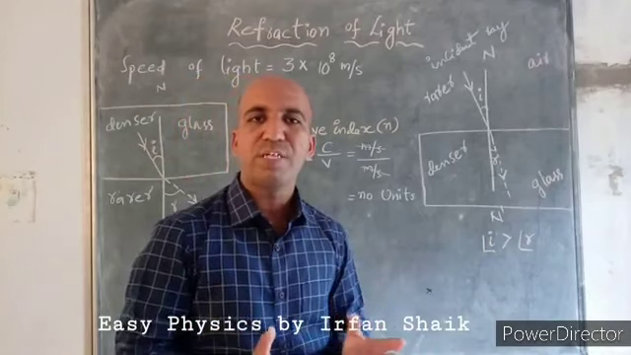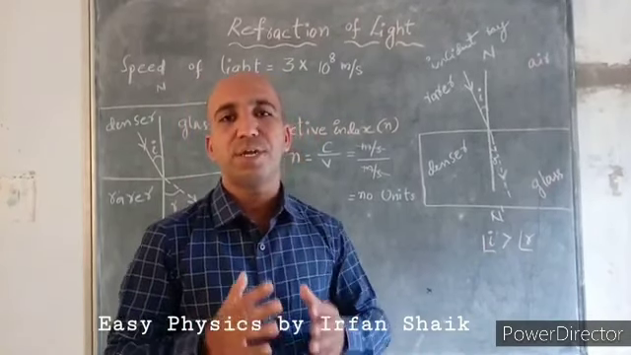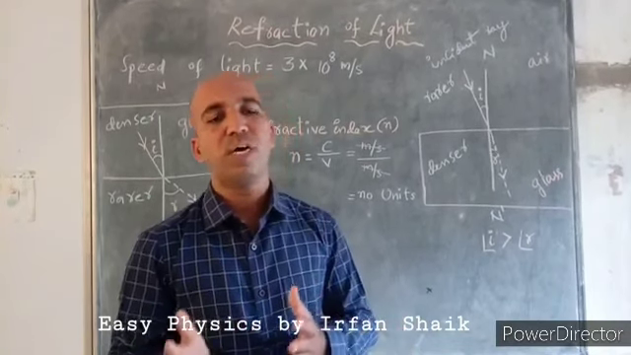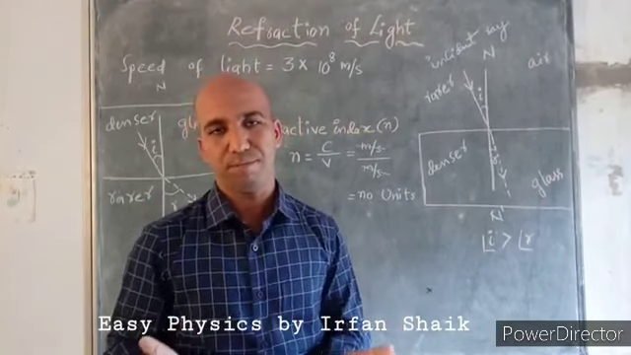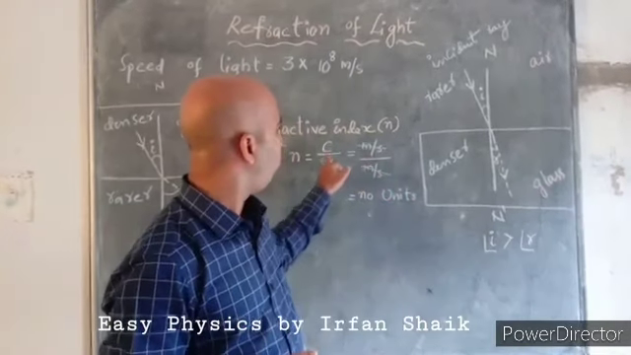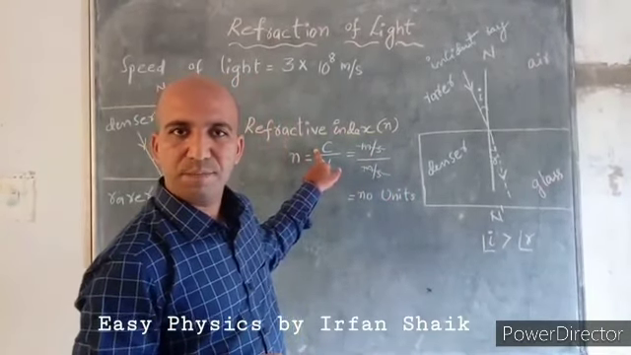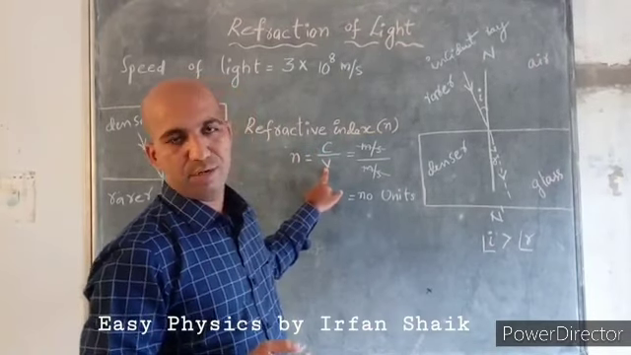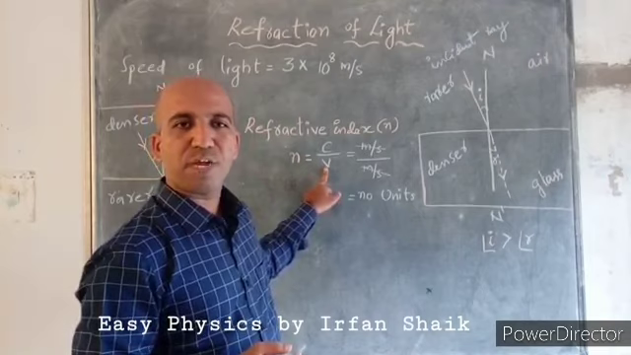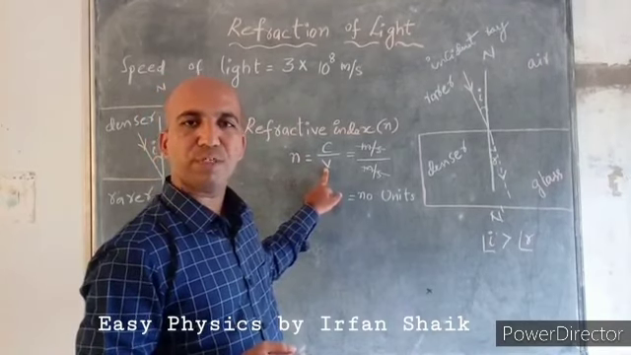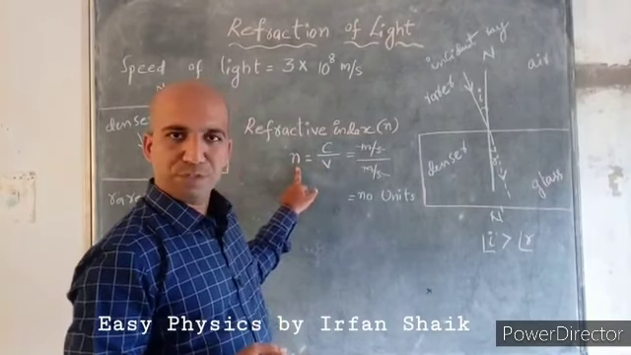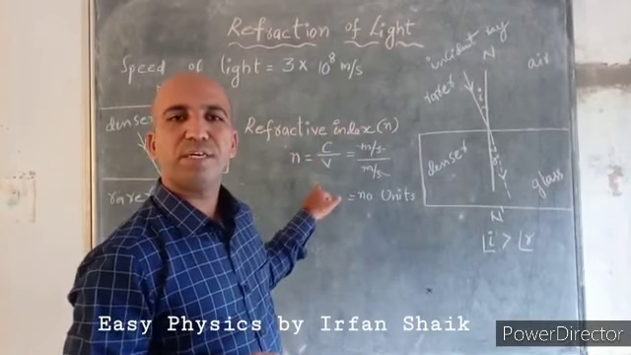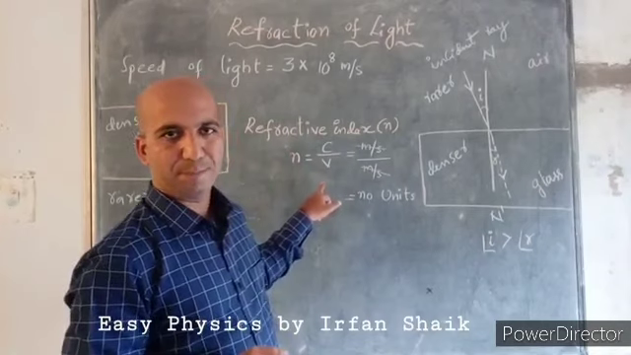The absolute refractive index is defined as the ratio between the speed of light in vacuum to the speed of light in a medium. So speed of light in vacuum is denoted by c, speed of light in a medium is denoted by v. Then we can write the formula for the absolute refractive index, n is equals to c by v. So this is the formula to find the refractive index of a medium.